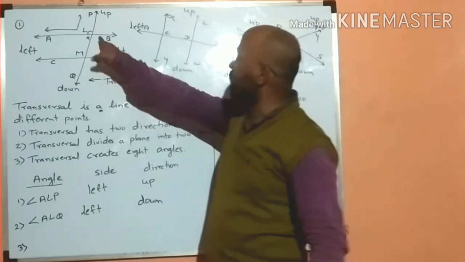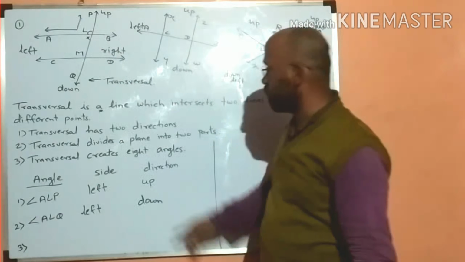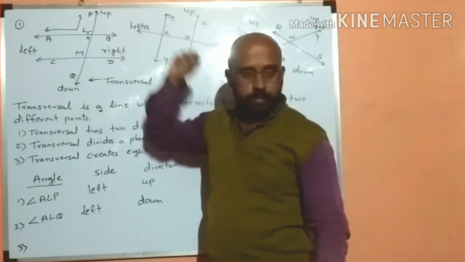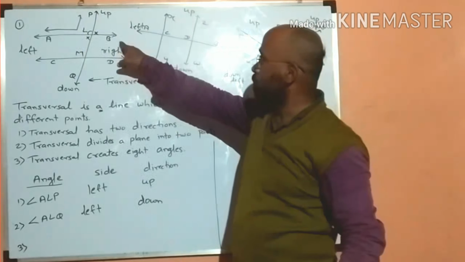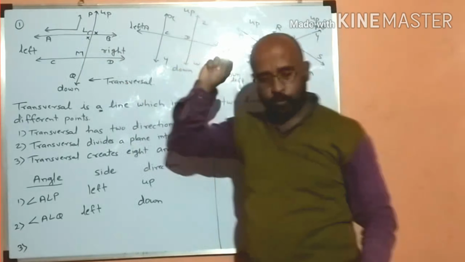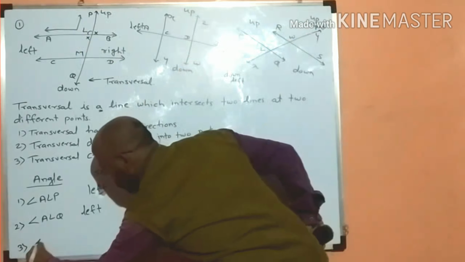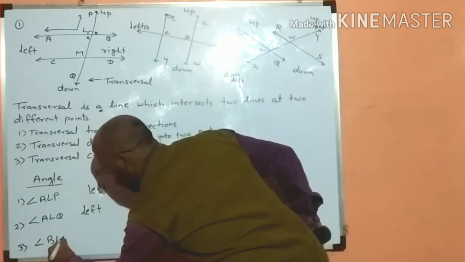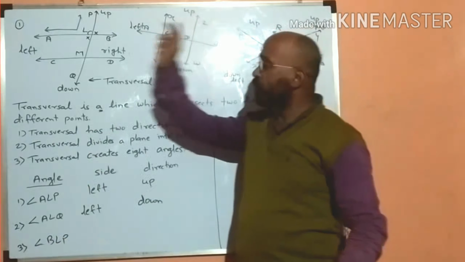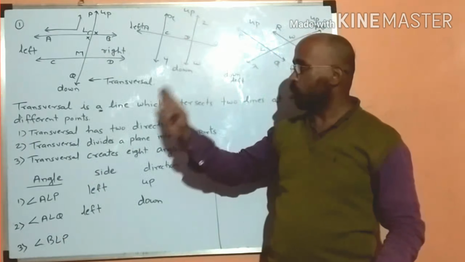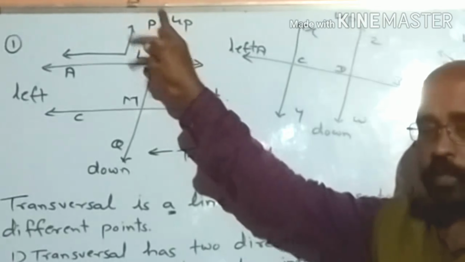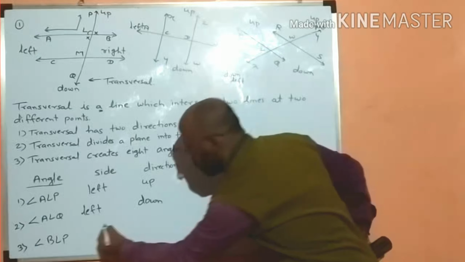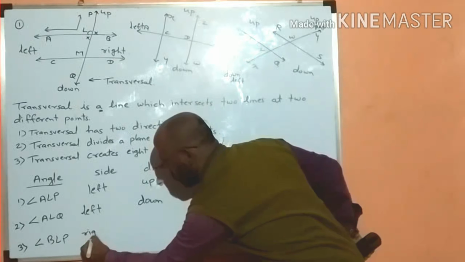Let us see third angle. Suppose third angle is this one, BLP. This angle I am talking about, BLP. Clear, students? So let's write the name angle BLP. On which side of the transversal it is? Which is the transversal? PQ. On which side of PQ it is? Right. So side I am writing here, right.